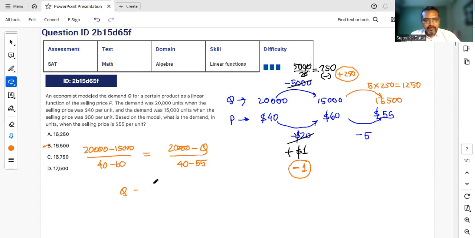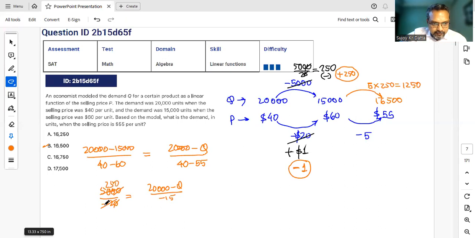So let's quickly do that. What do we get? So this side is 5,000. This is negative 20. That is 20,000 minus Q over negative 15. So let's cancel something, 250. The minus minus cancels out. So we have 20,000 minus Q equals 3750. That would give us Q to be 20,000 minus 3750. So that would be 16250.